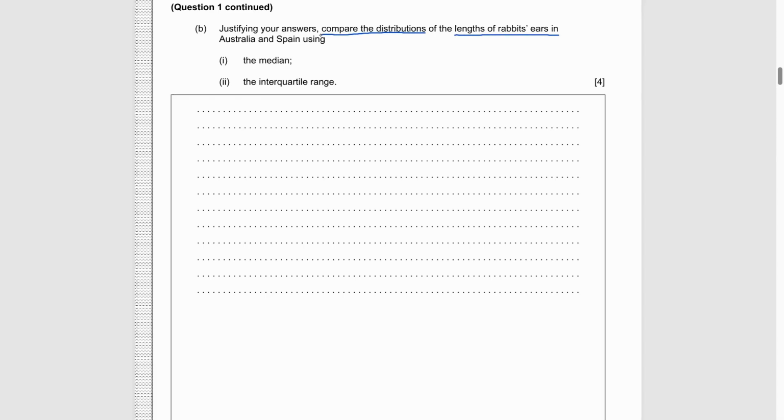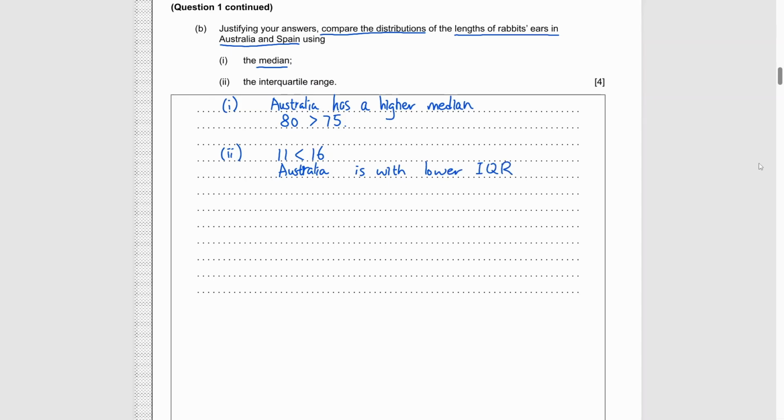Now, we compare the two samples. By looking at the medians, wrappers in Australia have a higher median compared with 75 for Spain. When we compare the interquartile range, Australia has 11 and Spain has 16. This means the Australian data is less spread out, showing that the wrapper lengths in Australia are more consistent.